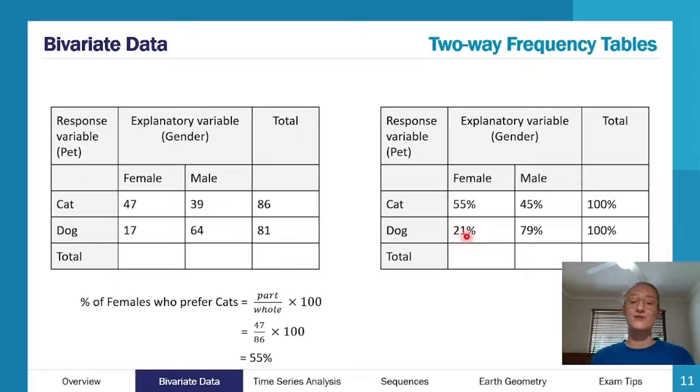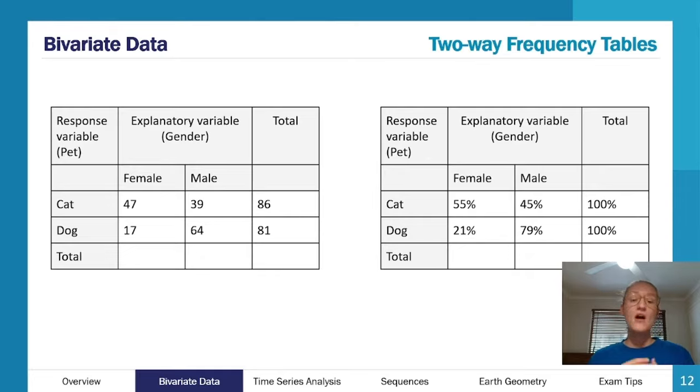And then we've done the same for dogs, calculated out of the total number of people that like dogs, what percentage of those people are female and what percentage of those people are male. And now that we've calculated the percentages, we can actually compare these things on equal footing. And then from there, we can draw conclusions and answer a whole bunch of different question types about our data.